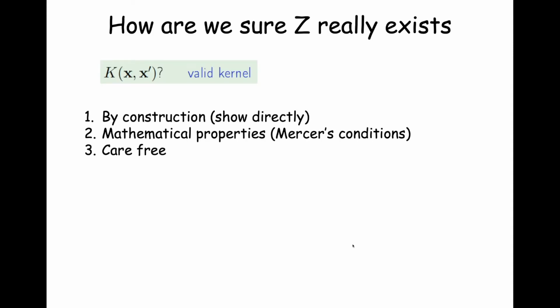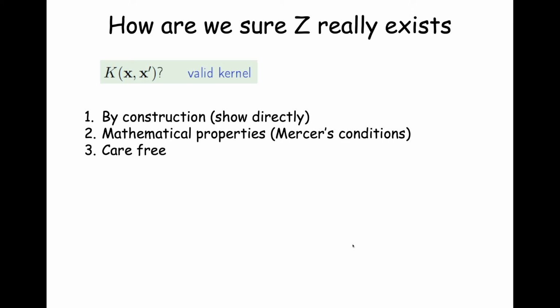So how are we really sure that Z exists? Because remember, in order for a kernel to be a valid kernel, some Z space must exist for which the kernel computes the inner product in that Z space. And so you could certainly do this by construction, and we did that when we talked about the example for the polynomial kernel degree 2. And we showed directly that a vector in Z space exists such that when you take the inner product, it computes the same expression as the result of that kernel function.